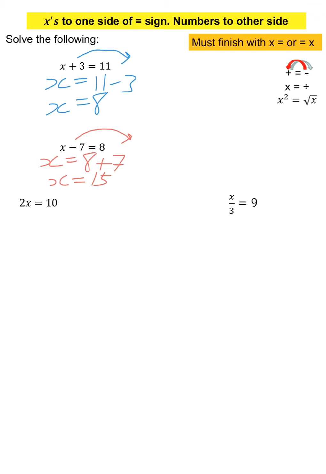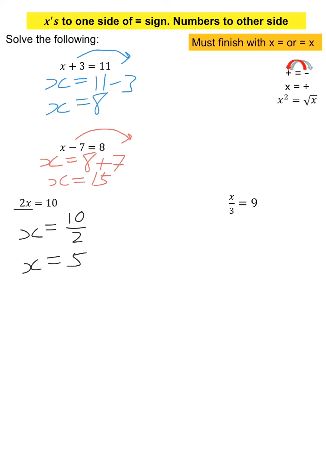Okay, let's have a look at the next one. So we have 2x is equal to 10. When you have 2x, that means 2 times x. So if it's multiplication, we bring it to the other side and then we divide. So x is equal to 10 over 2, so x is equal to 5. Whenever you see a number in front of x, you'll always be dividing by that number. So if we had 3x, we divide by 3, 10x, we divide by 10.